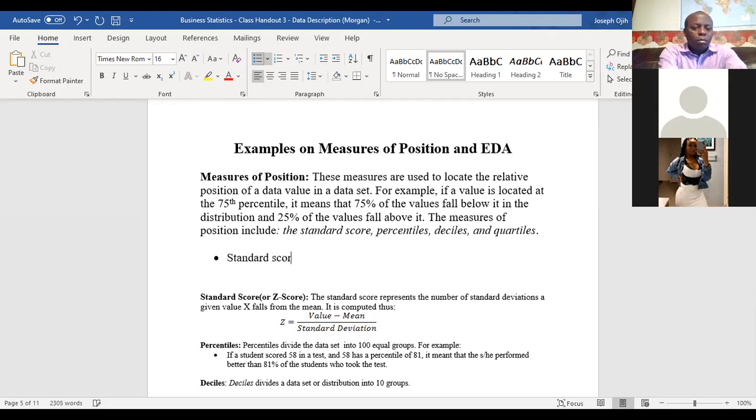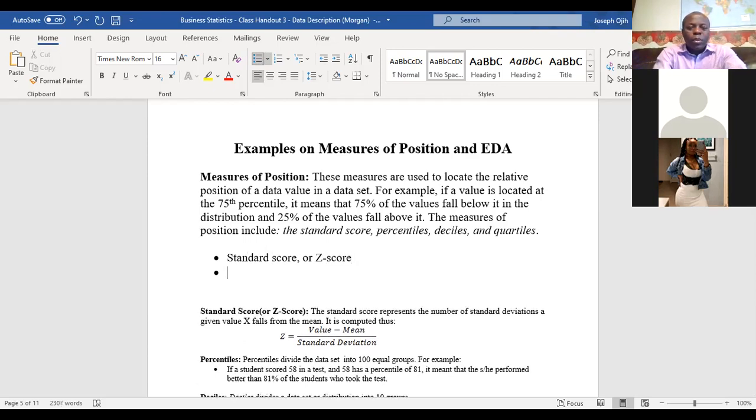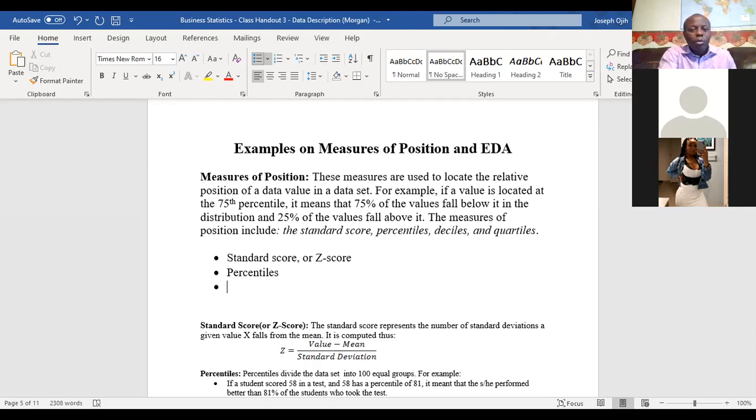Or some people call it the Z-score. Our second one we're looking at is the percentiles. Now, percentiles divide distribution set into 100 equal parts. So we can have things like decile and quartiles under the percentiles. Anyway, we'll come to that. Then we'll have the quartiles. This should be the main one we'll be looking at here.